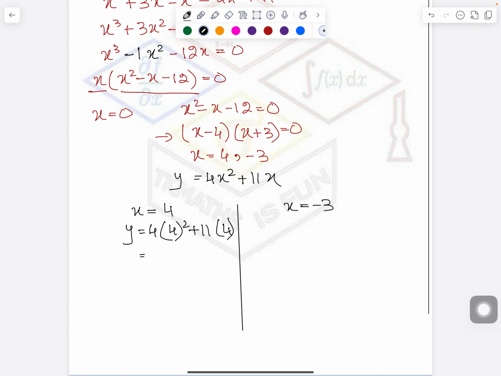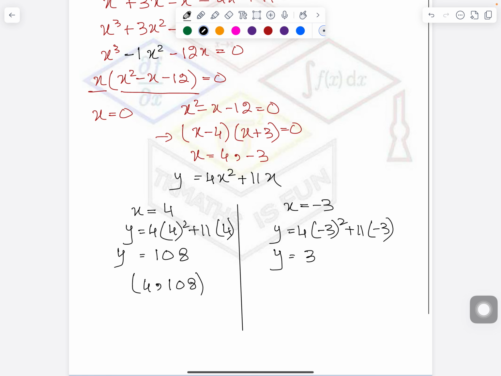Let me use the calculator, just give me a second. Okay, 108. So one of my coordinates of the point of intersection is (4, 108). And here, you will get 3 times 3 is 9, and 36 minus 33, which is 3. So I got the other coordinate also.